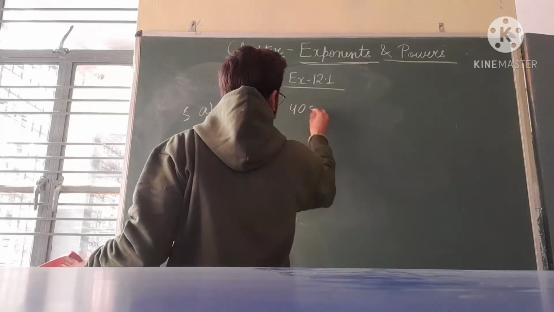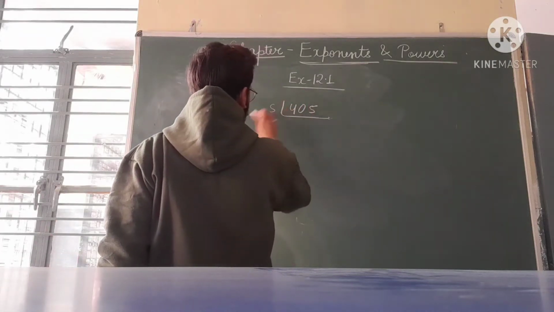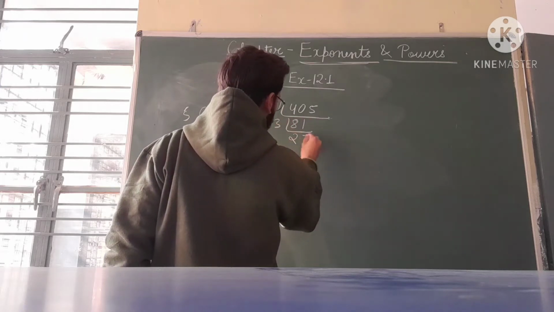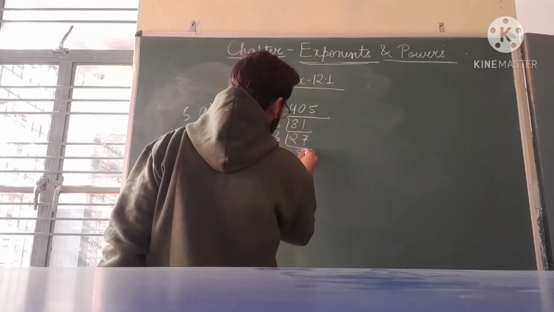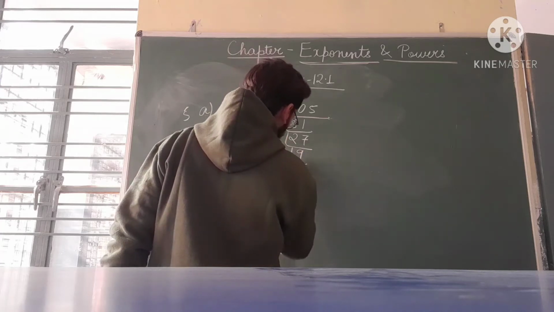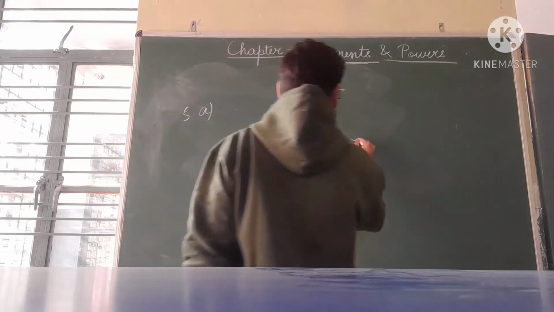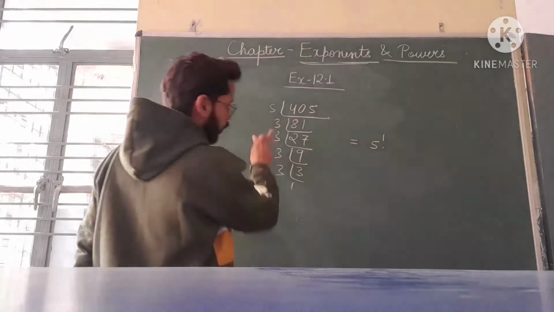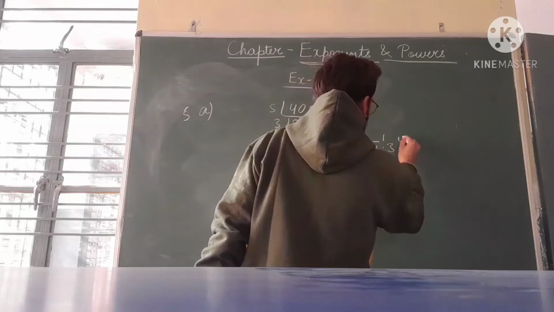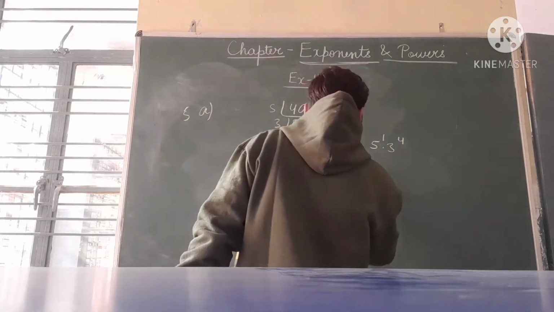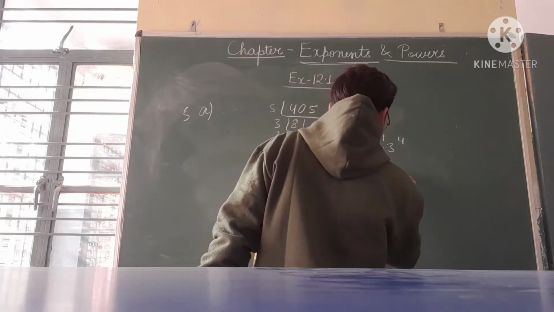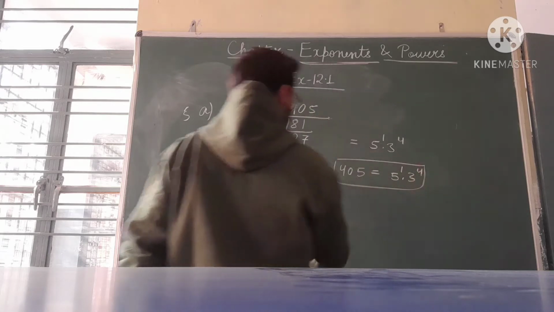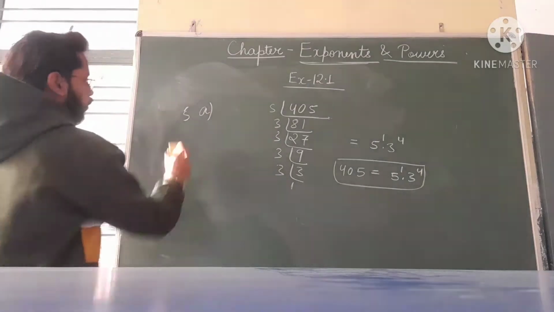Just very easy. How? Just take the LCM. 405 divided by 5 is 81, then 3 into 27 is 81, 3 into 9 is 27, 3 into 3 is 9, 3 into 1 is 3. We get 5 to the power 1 into 3 to the power, 1 2 3 4, we get 3 four times. That is 3 to the power 4. Therefore, 405 will be considered as 5 to the power 1 into 3 to the power 4. Like this we have to do the questions.